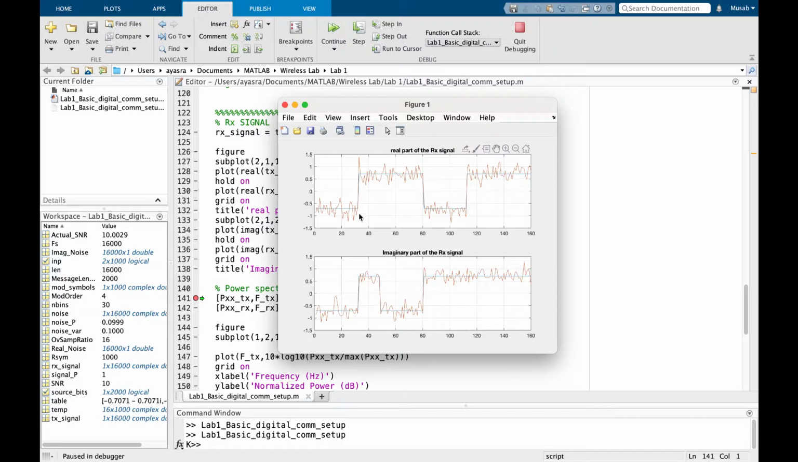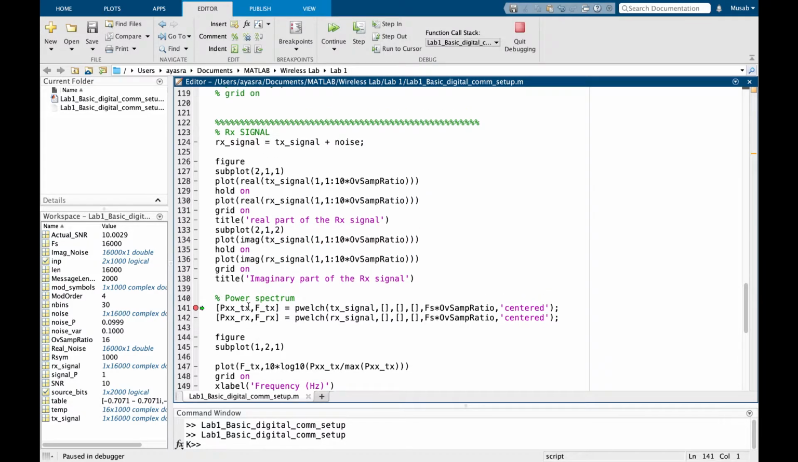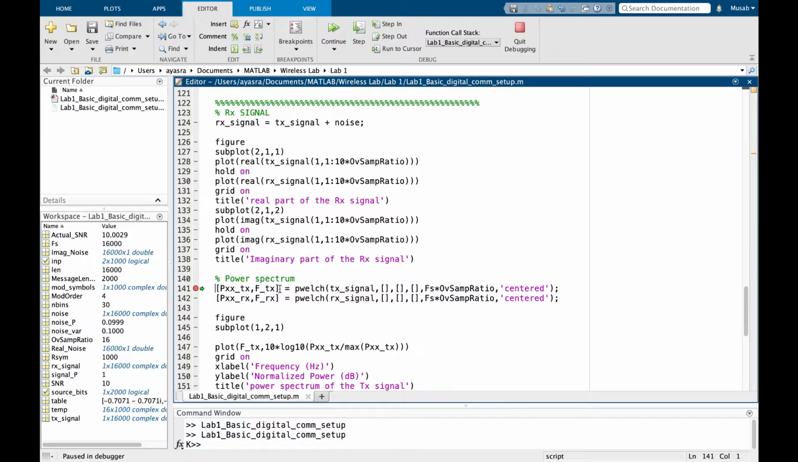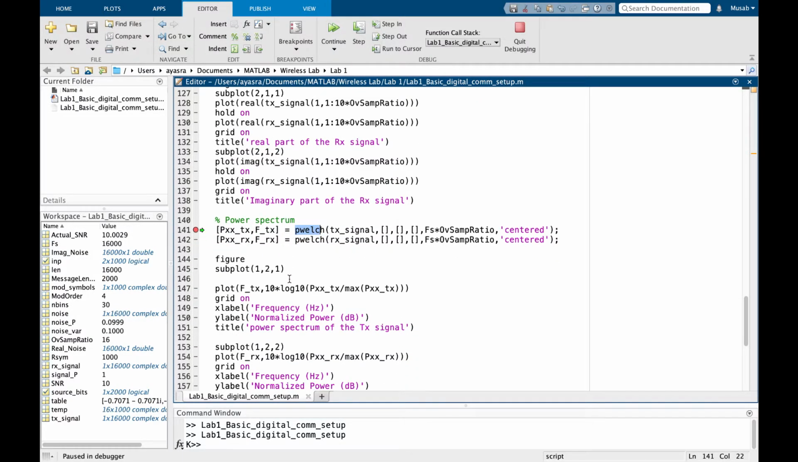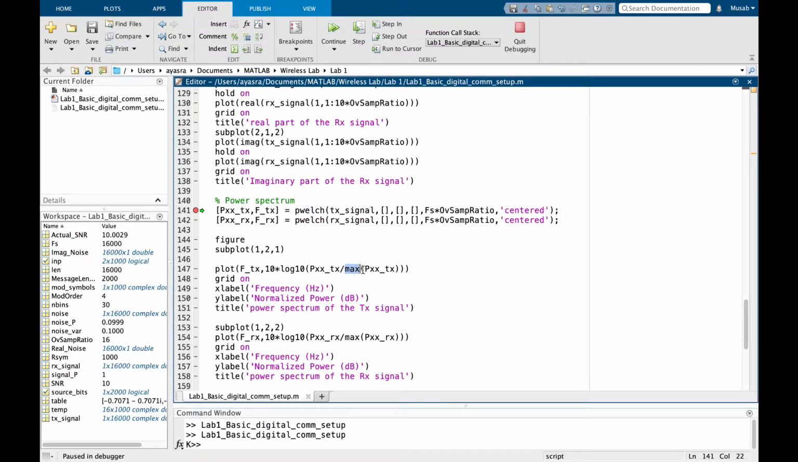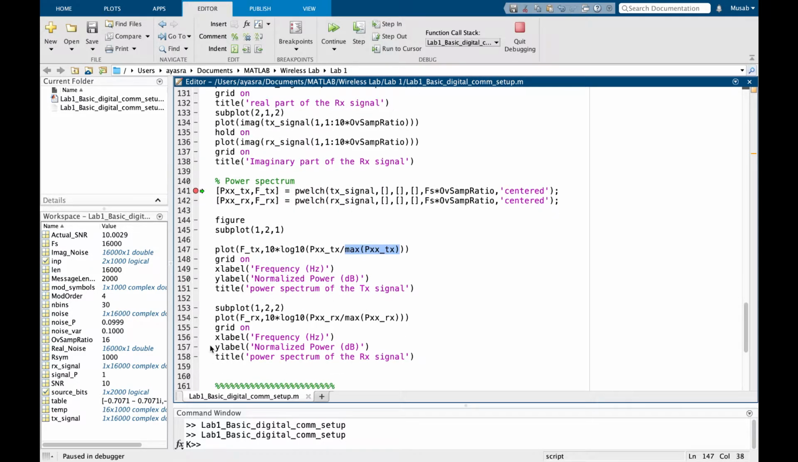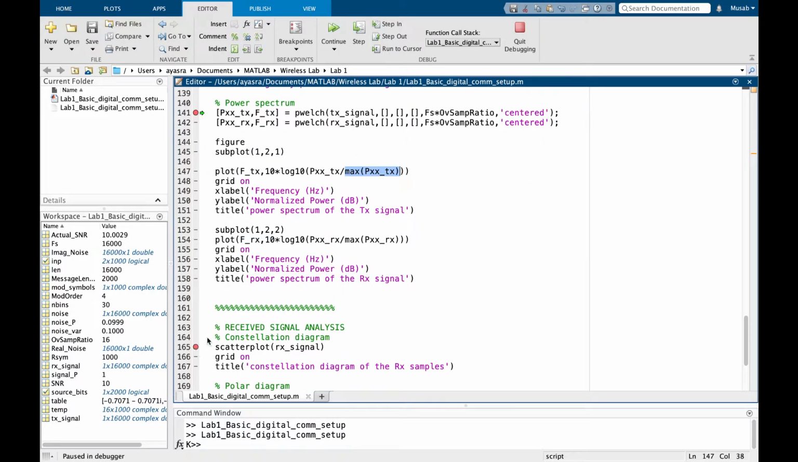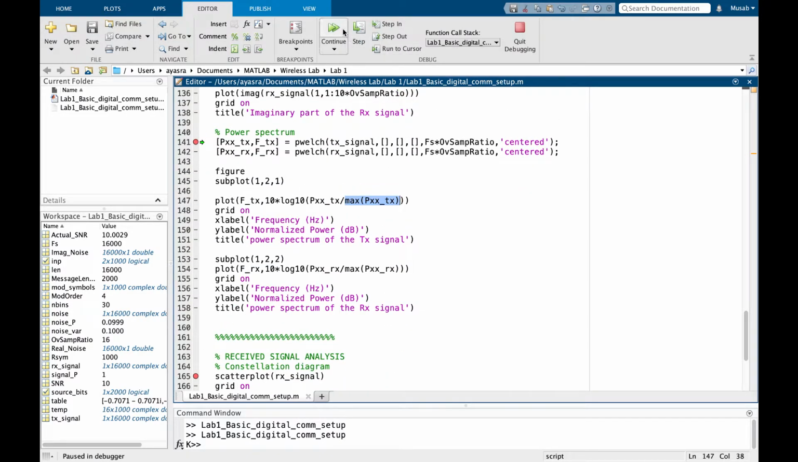So now let's observe the same thing from the frequency domain. That is, we will plot the power spectrum of both. I'll do both the transmitted and the received signal for the sake of comparison. Again, we will use the pwelch function here. And in the plotting also, I will normalize the power spectrums so that we can easily compare the two. So let me plot this one as well.